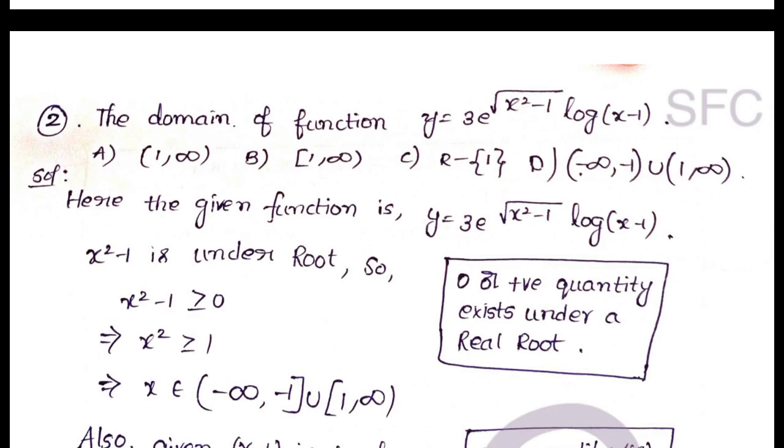The domain of definition of the function y is equal to 3 into e power of root over x square minus 1 log of x minus 1. The options are: A, open 1 comma infinity; option B is closed 1 comma infinity; option C is R minus 1; and option D is minus infinity comma minus 1 open union open 1 comma infinity.